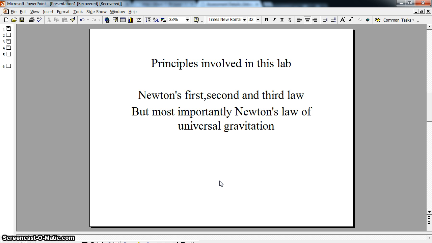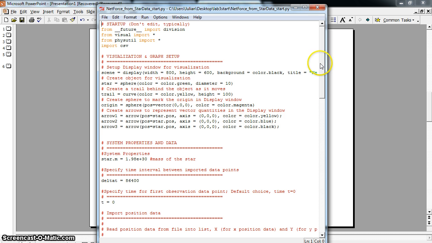But most importantly, Newton's law of universal gravitation, which states that the force is equal to the gravitational constant times the first mass times the second mass divided by the distance squared, the magnitude of the distance squared. So let's take a look at Python.